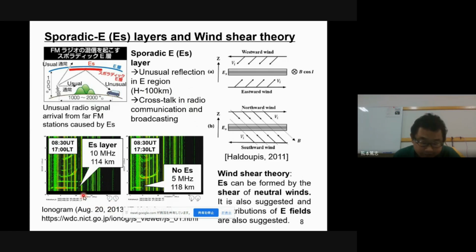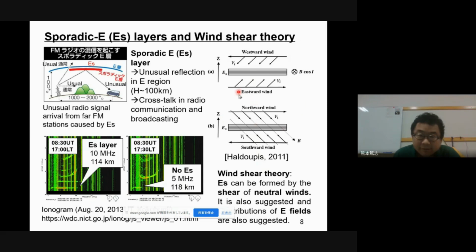We can see a dense ES layer appeared at local time of 17 and disappeared. This ES layer disappeared just 30 minutes later, like this. And formation of the ES layer is explained by wind shear theory.